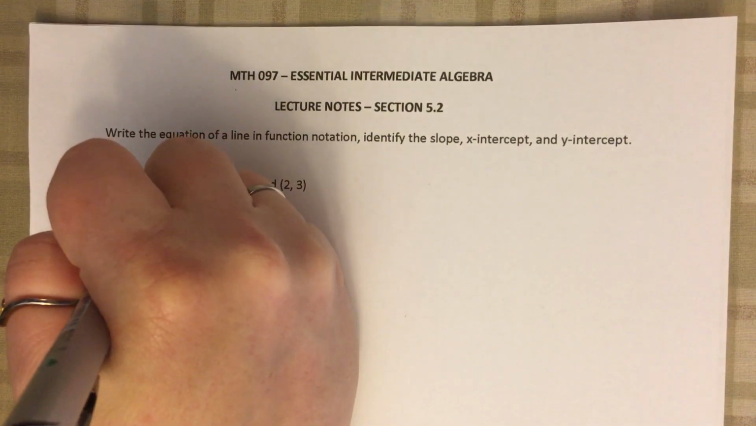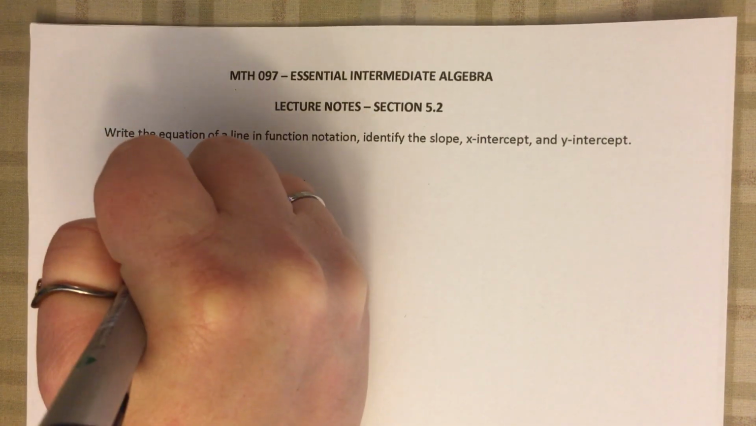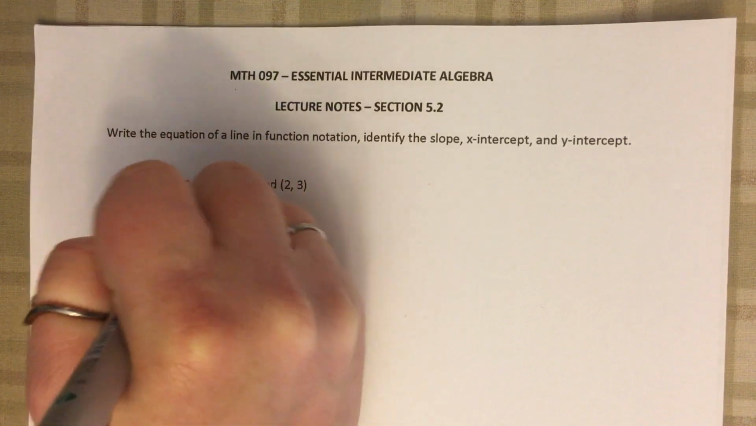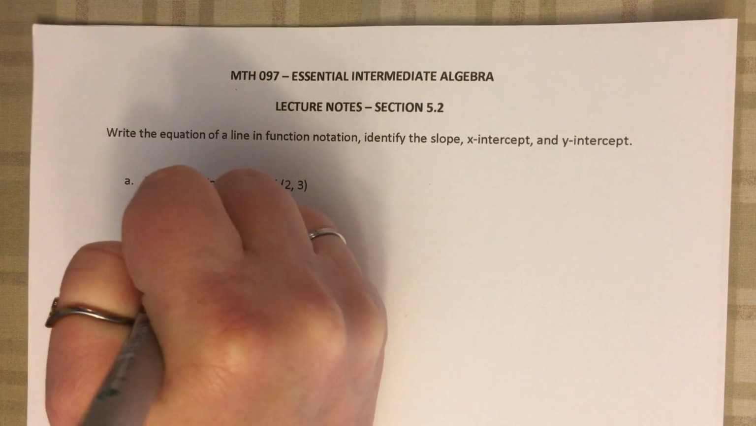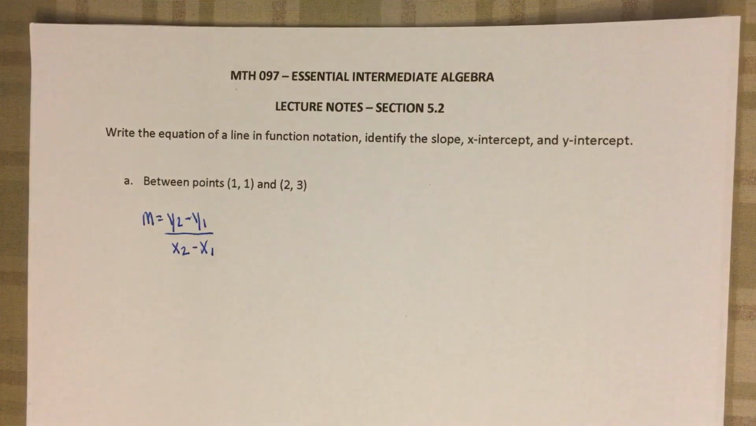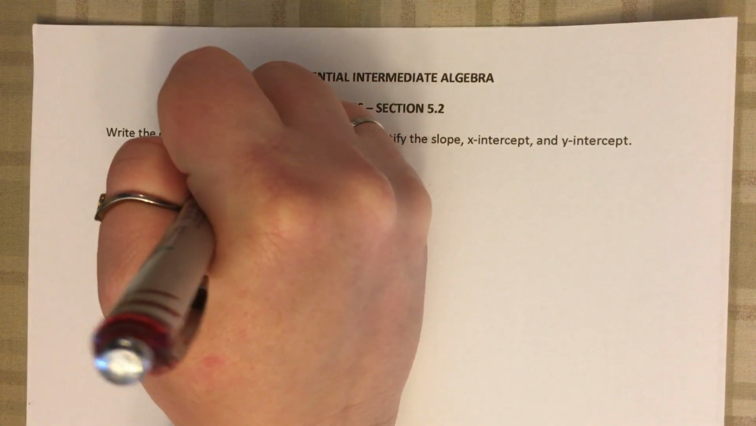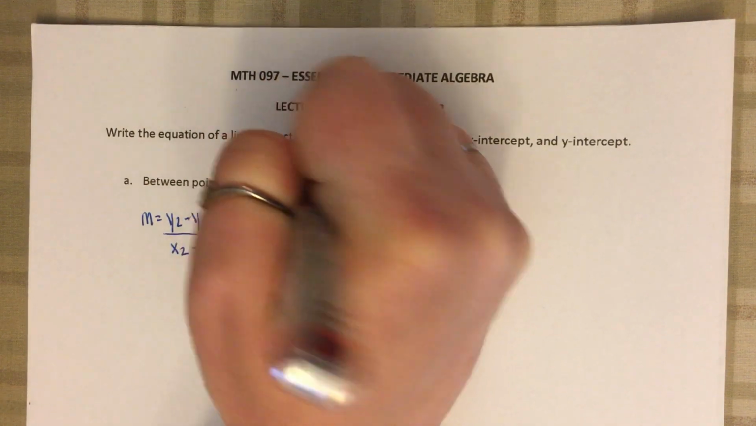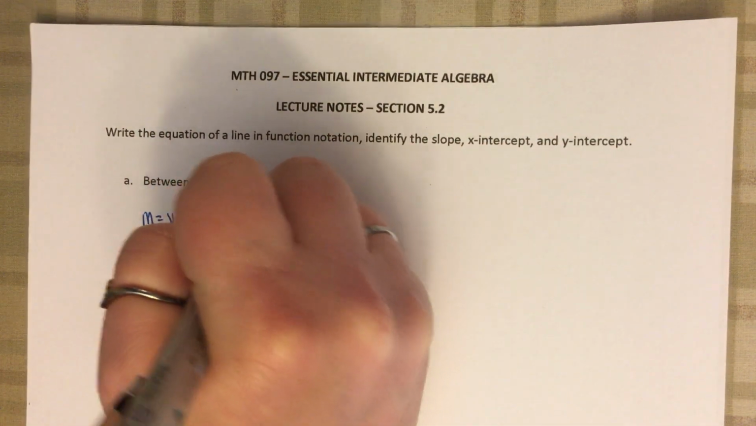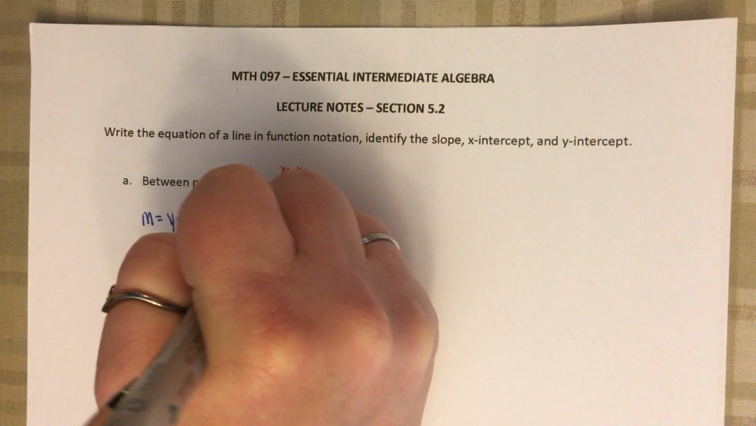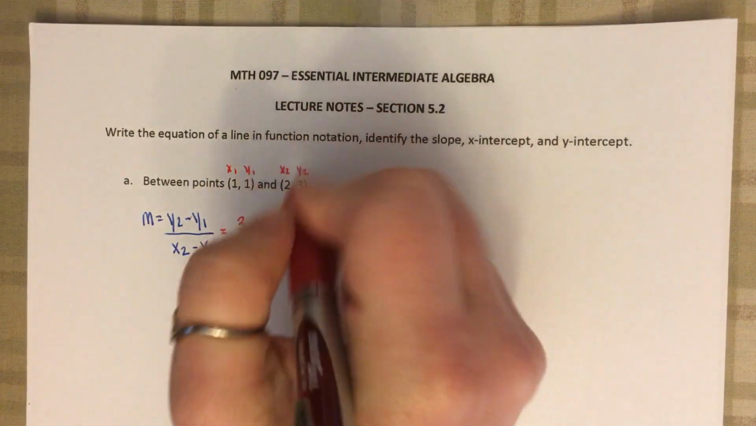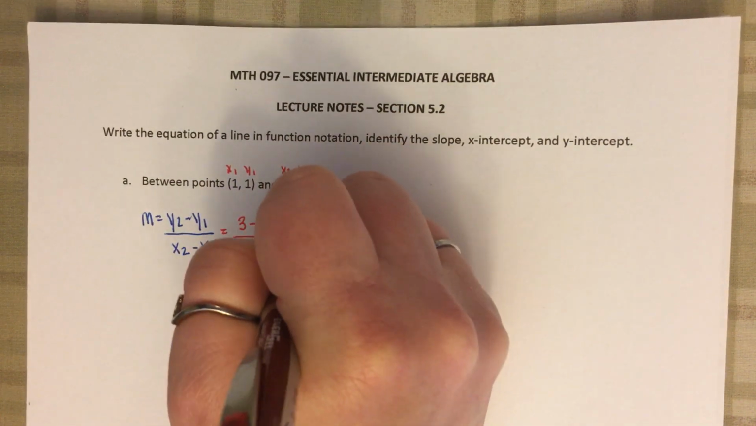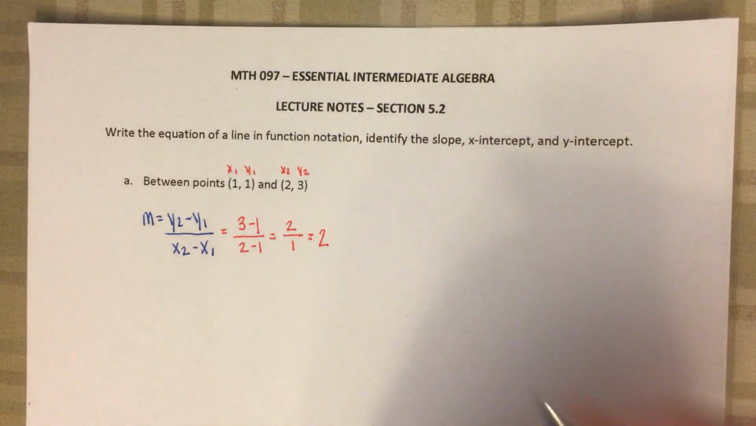So we're going to start with our slope. Remember our slope equation, m equals y2 minus y1 over x2 minus x1. So we're going to use that equation first. Using our values that we have, this is going to be x1, y1, x2, y2. So we get 3 minus 1 over 2 minus 1, which gives us 2 over 1, which we can just write as a whole number 2.